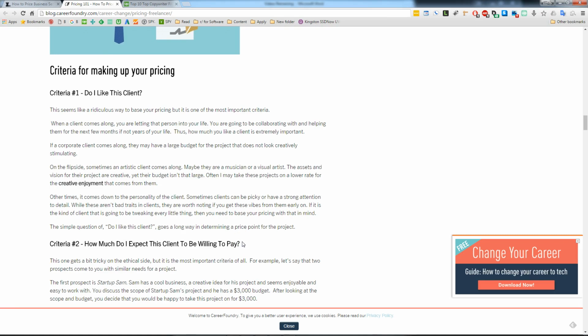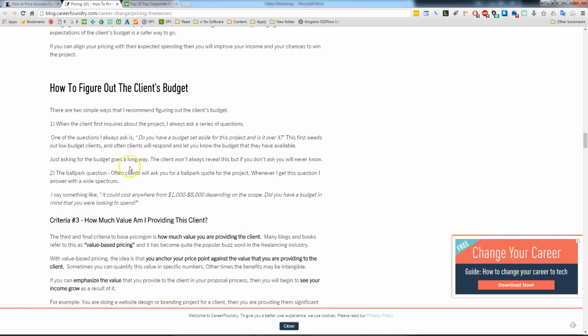Something to consider. Another important consideration is the client's budget. Now, this is an interesting way to set your pricing. If you are working for a giant corporation, I don't see any problem at all with getting as much money as you possibly can from that organization.